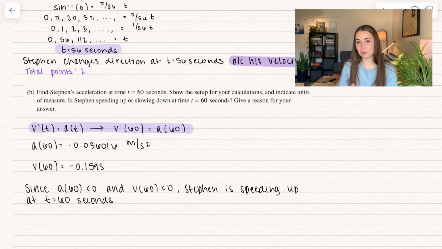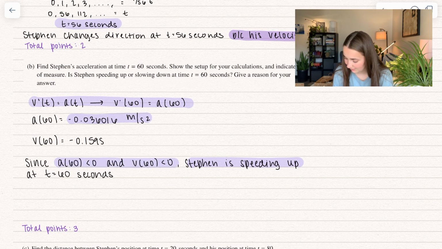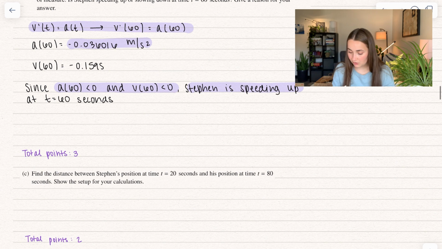If you can show that the derivative of velocity is acceleration, great. The second point is going to be the solution with the correct units. Remember, units are very important on this exam. And then the last point is going to be the speeding up. So we know he's speeding up with the reason, and that's because both of these are less than 0. You found that they're the same direction, therefore speeding up. So that one's a total of 3 points.